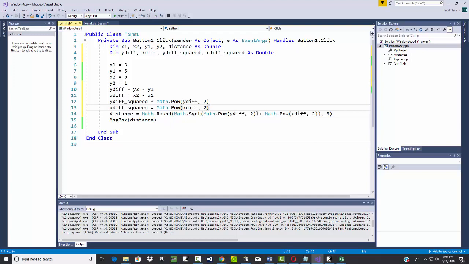Okay, so now I can get rid of this. This would be y diff squared. And this one would be x diff squared. And I could continue. I could break this down even further. The benefit of this is you got them separated and the code is easier to read.